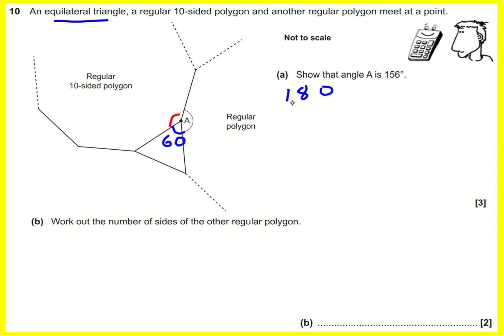Because the angles inside of a triangle add up to 180. If all of them are the same, I can divide through by the 3 to work out what each one is. So that's going to be 60. Meanwhile, this red angle, there's two approaches.